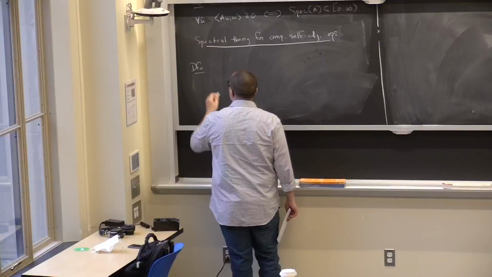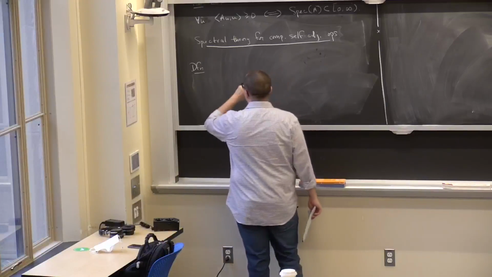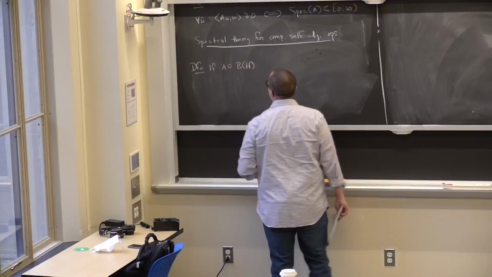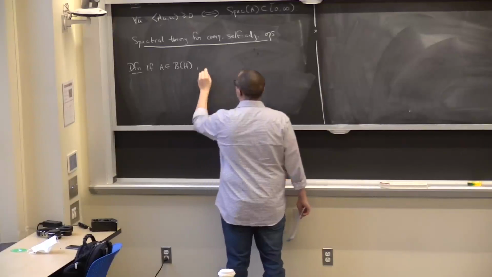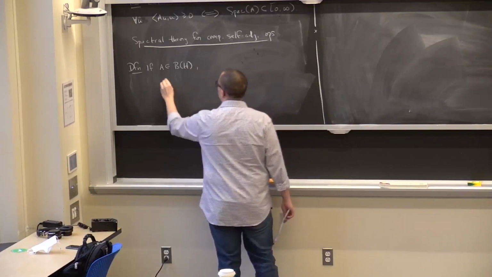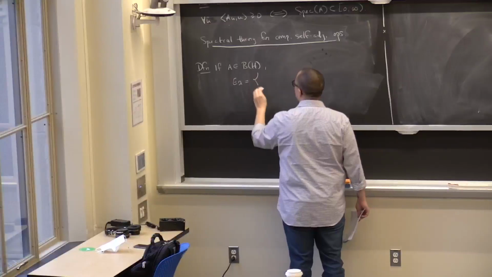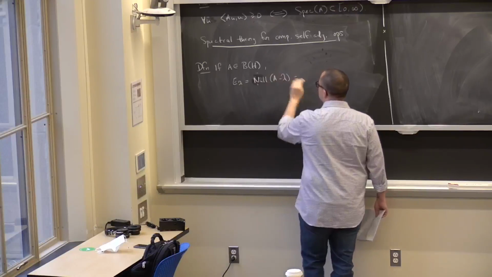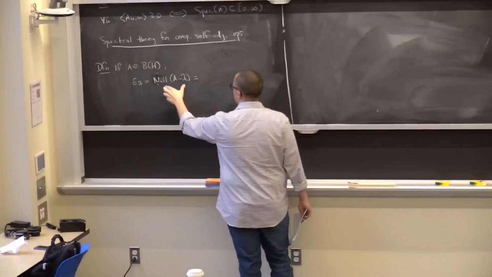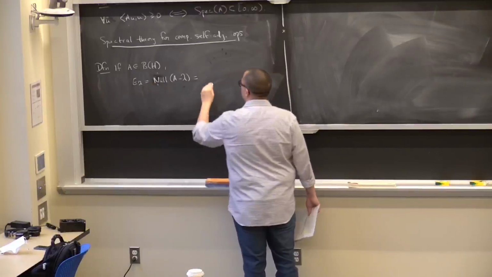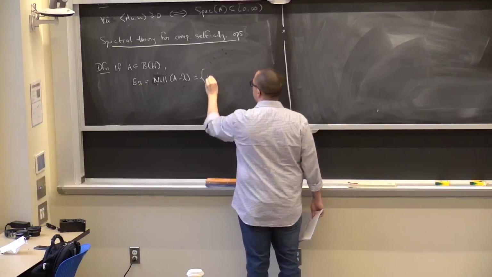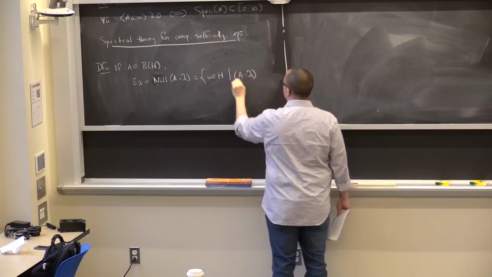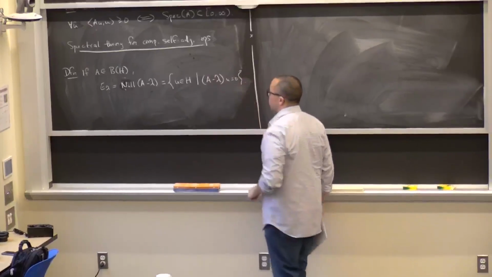So this is not so much a definition as just notation. If A is a bounded linear operator, I will denote E lambda to be the null space of A minus lambda. In other words, the subspace of eigenvectors with eigenvalue lambda, which, again, is the set of u in H such that (A minus lambda)u equals 0.